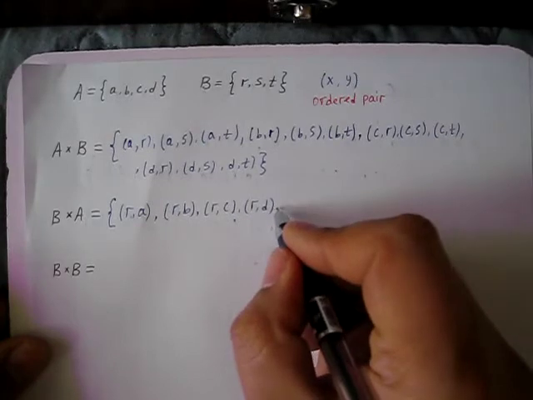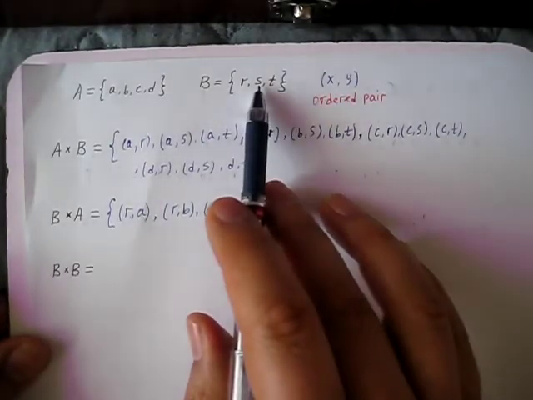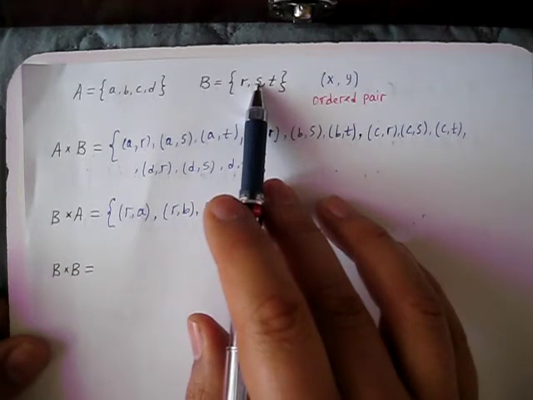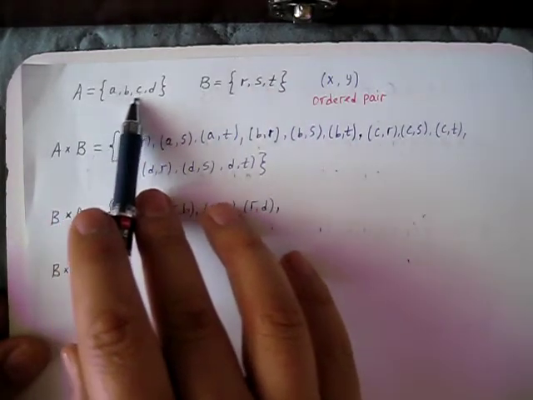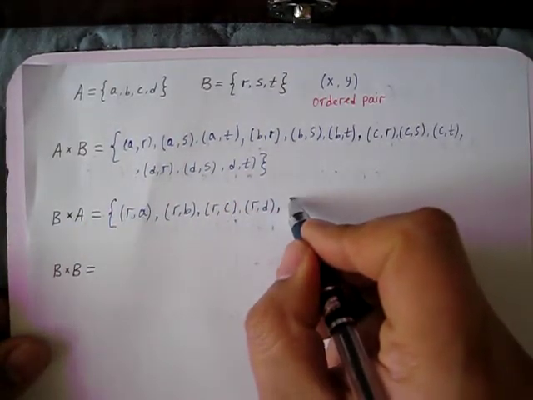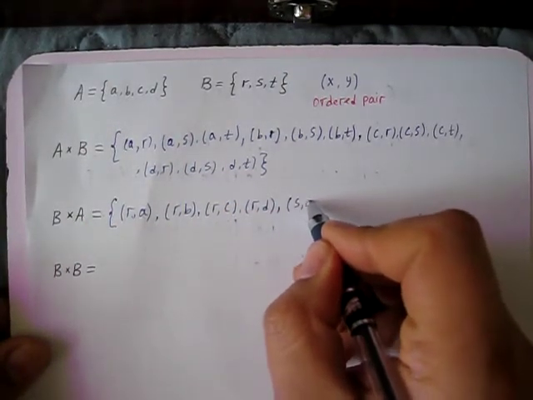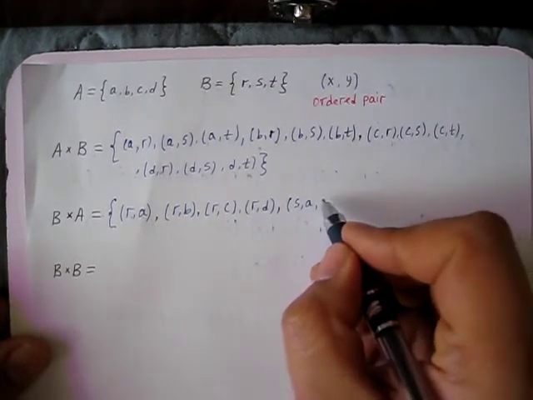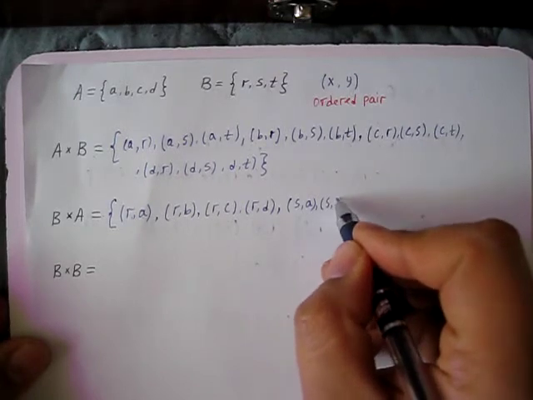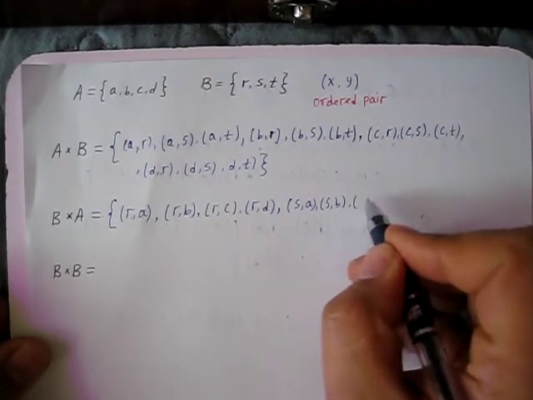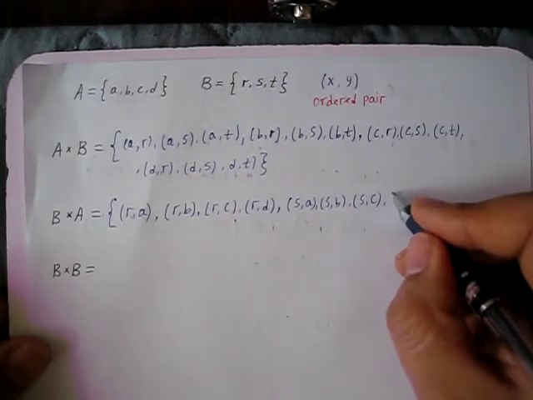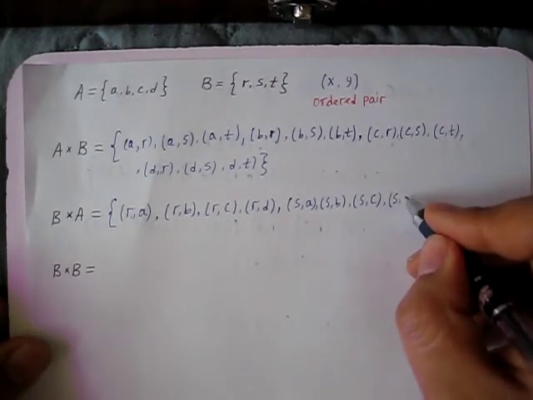Okay, next the second element in set B is S, so we will use this second element as our x component, and y component will be each of these elements in set A. So that will be S and A, S and B, S and C, S and D.